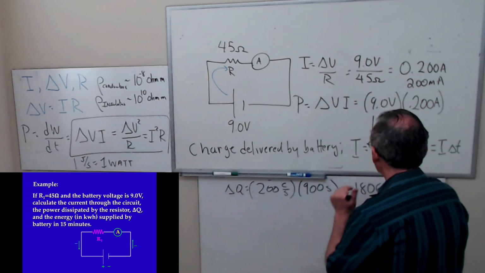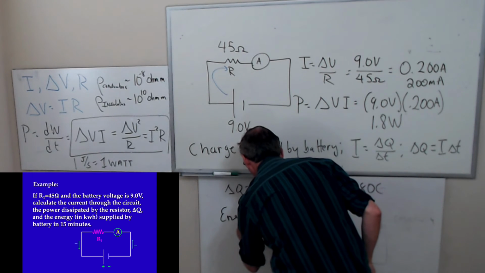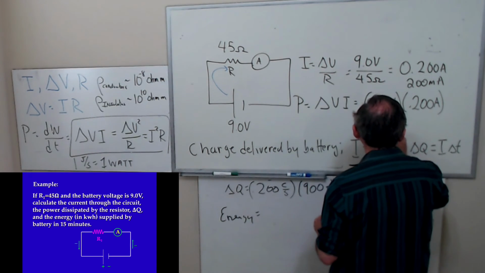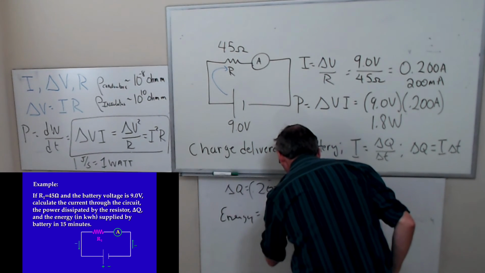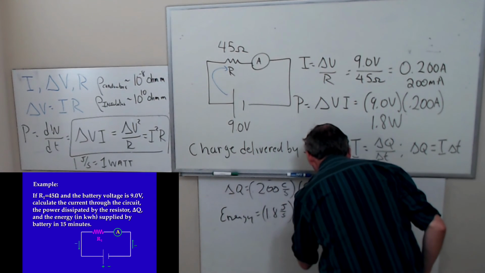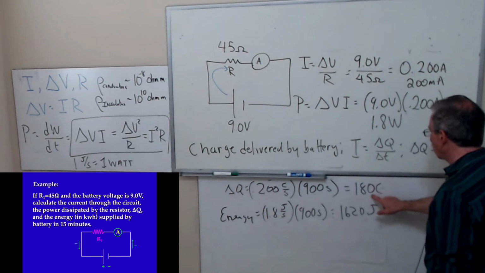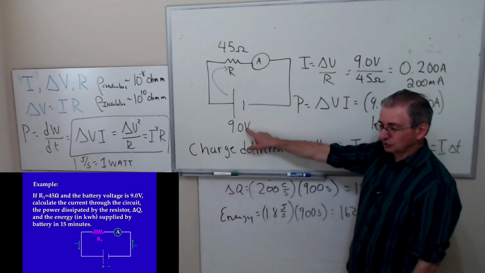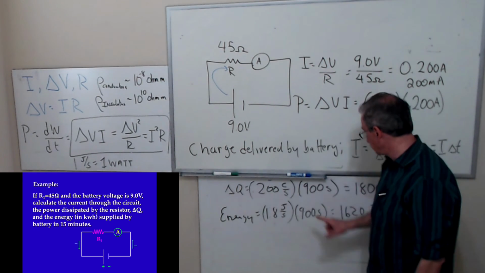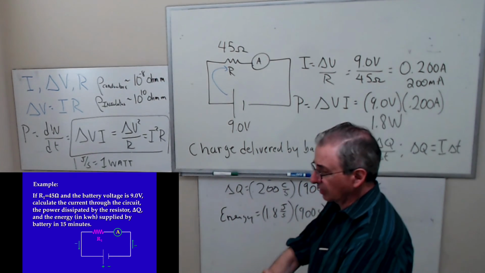Now, how much energy is delivered? Energy is power times time. So it's going to be 1.8 joules per second times 900 seconds. I could also take the 180 coulombs and multiply by 9 volts because a volt is a joule per coulomb. So if I take 180 times 9, I should get the same answer. So in chapter 27, this is just to get you familiar with Ohm's law.